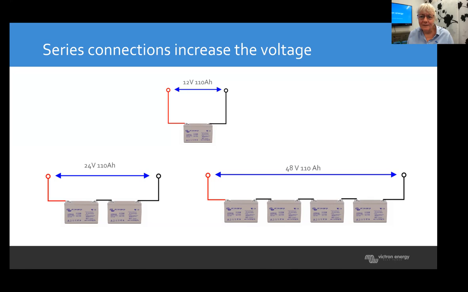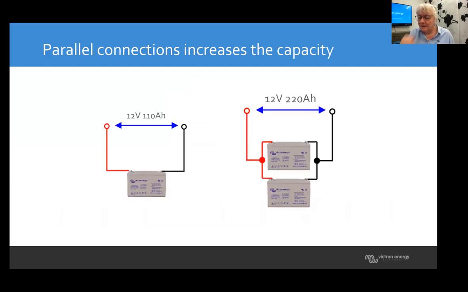So most of you know this. If you have 12-volt batteries and you want a bigger voltage, you put them in series, you increase the voltage. So 2 makes 24 volt, 4 makes 48 volts. If you parallel them, then the voltage doesn't go up, but the amp hour, so the capacity, goes up. So 2 110s in parallel becomes a 12-volt, 220 amp hour battery.